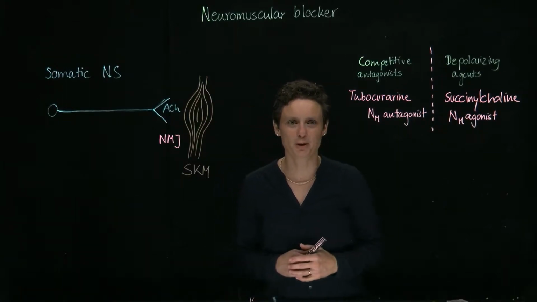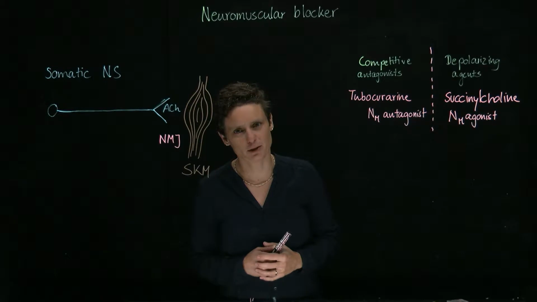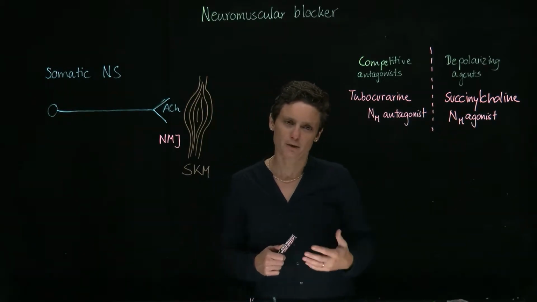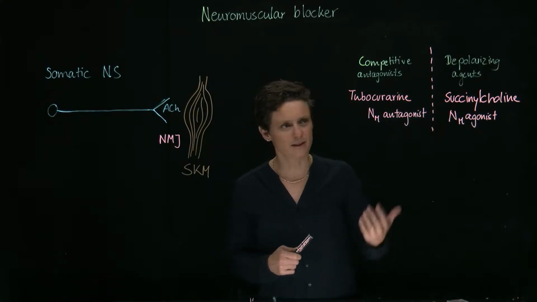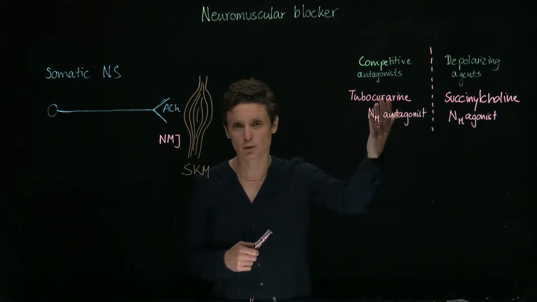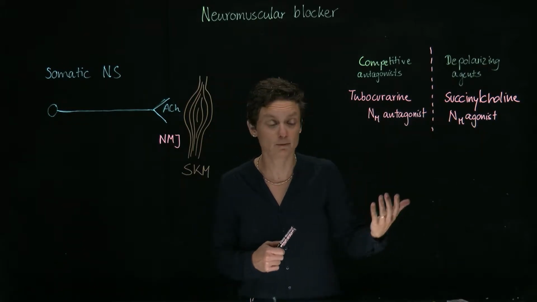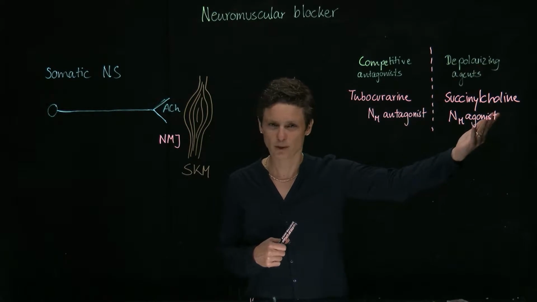In this video, I want to talk about neuromuscular blockers. Neuromuscular blockers are used in anesthesiology for muscle paralysis. And they come in two flavors. We have NM antagonists, things like tubocurarine or nowadays vecuronium, and NM agonists, things like succinylcholine.